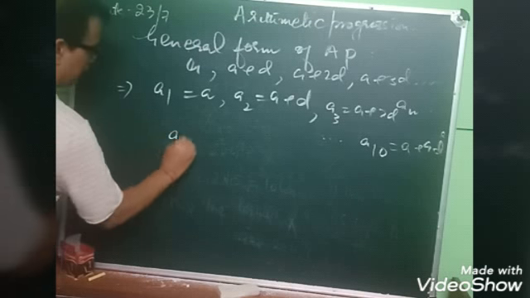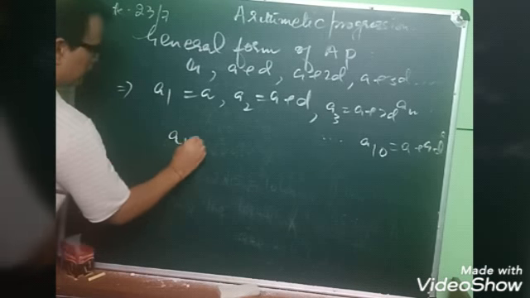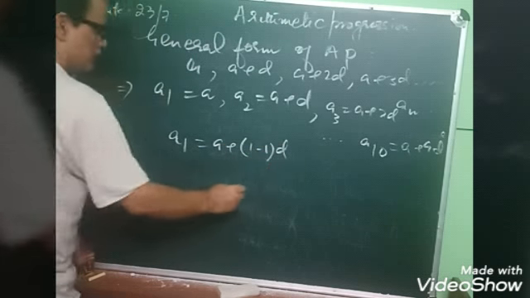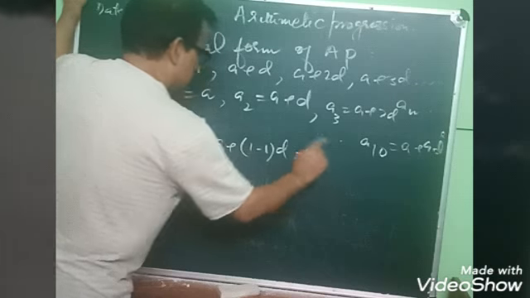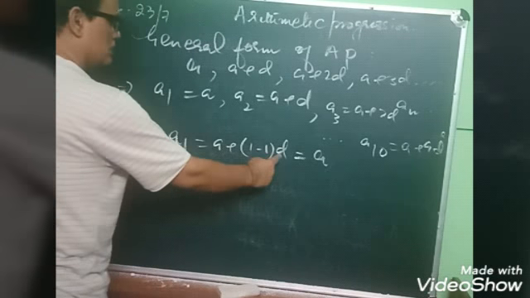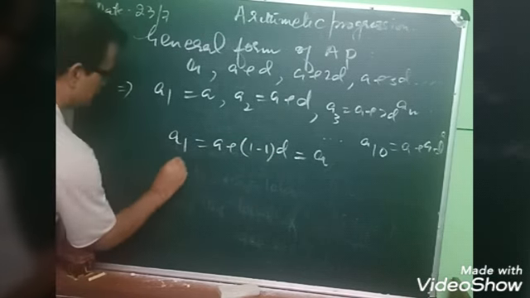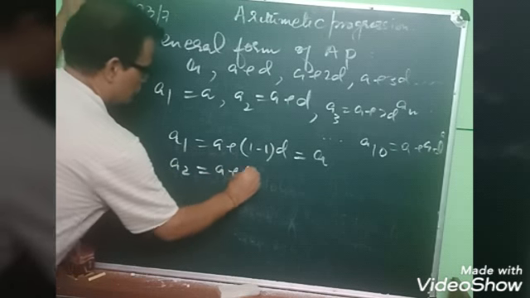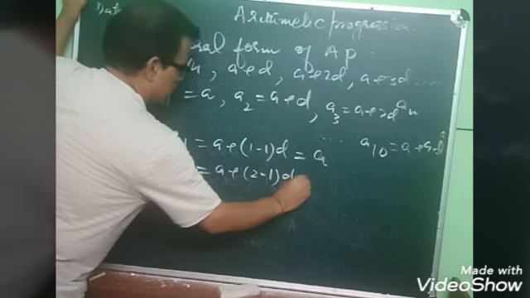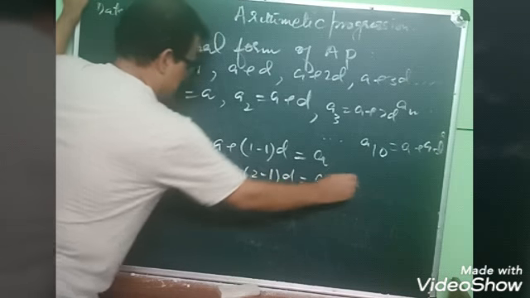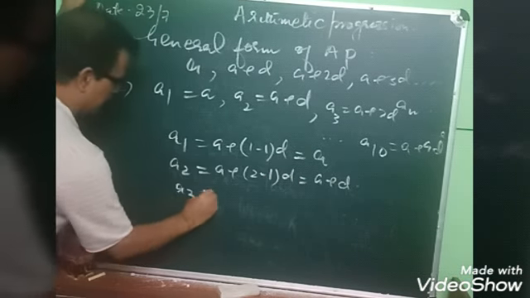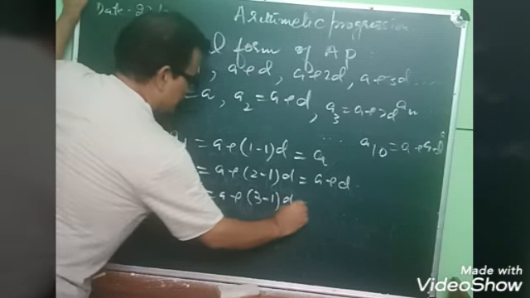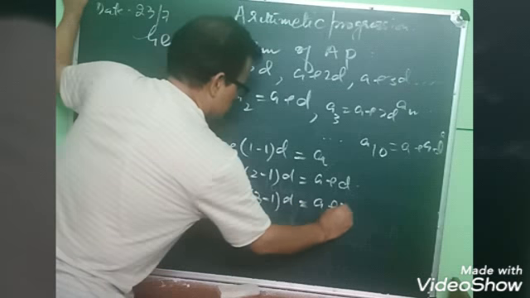So we can write a1 is equal to a plus 1 minus 1 into d, that is equal to a, because 1 minus 1 is 0, into d is 0, so it remains a only. a2 is equal to a plus 2 minus 1 into d, that is equal to a plus d. a3 is equal to a plus 3 minus 1 into d, that is equal to a plus 2d.